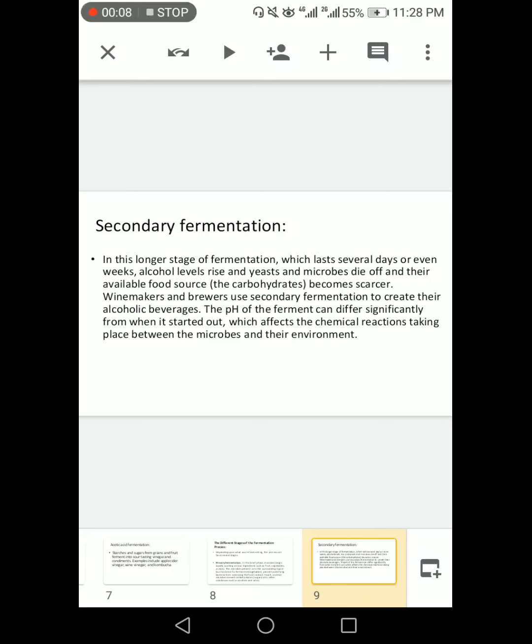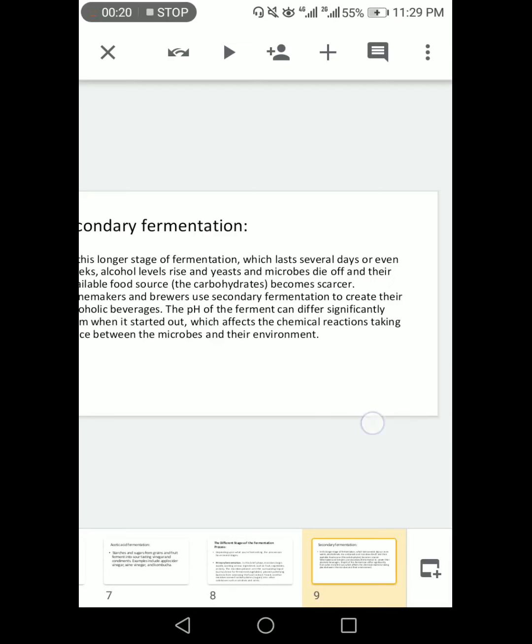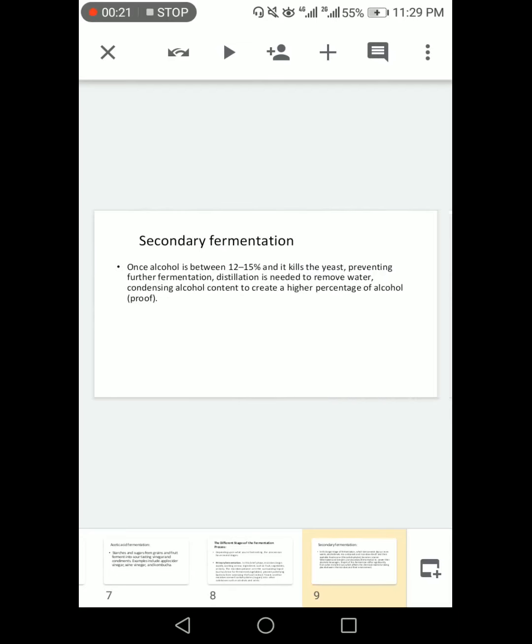The pH of the ferment can differ significantly from when it started out, which affects the chemical reactions taking place between the microbes and their environment. Once alcohol is between 12 to 15%, it kills the yeast, preventing further fermentation. Distillation is needed to remove water, concentrating alcohol content to create a higher percentage of alcohol.